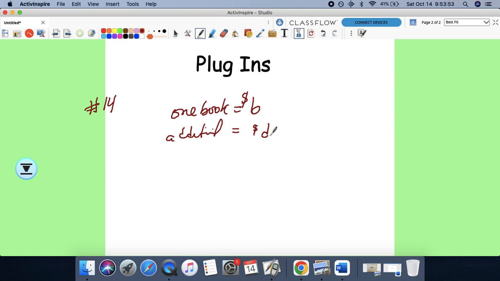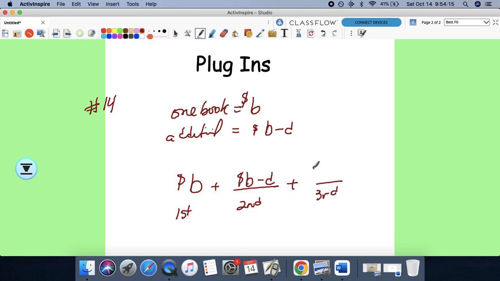Oh, D dollars less than the first book. Oh my god, so it's B minus D. So that's the additional book. If you bought one book, that would be your first, right? The first book. If you bought a second book, then the second book would be B minus D. If you bought the third book, it's still B minus D.